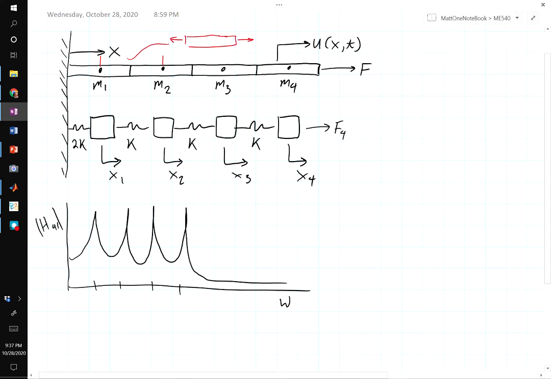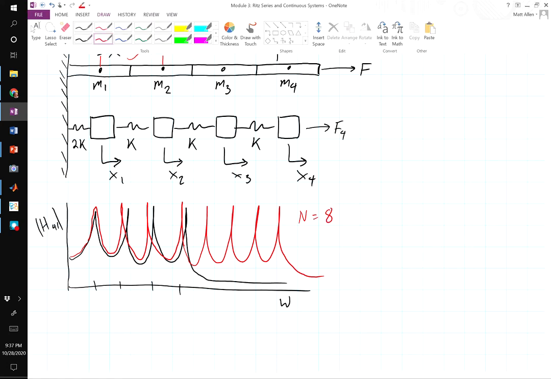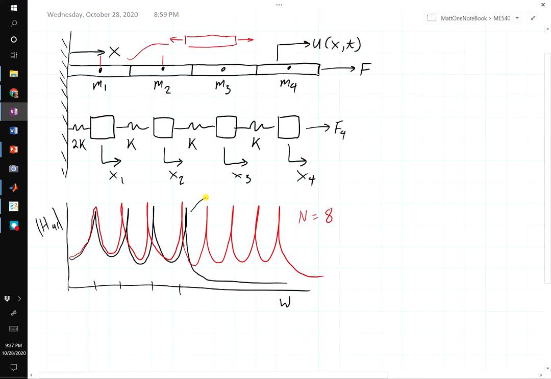What would happen if we instead discretized it using 8 degrees of freedom? 2 things would happen. We would get more accurate pictures of these modes. So maybe some of these frequencies would change a little. And we'd introduce 4 additional modes. So this would be the n equals 8 case, where this was the n equals 4 case.